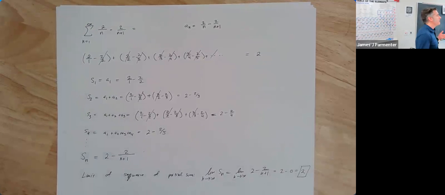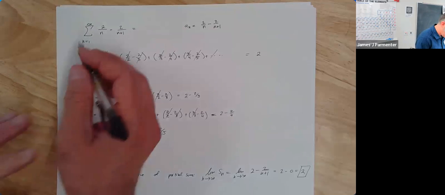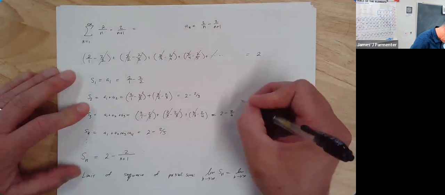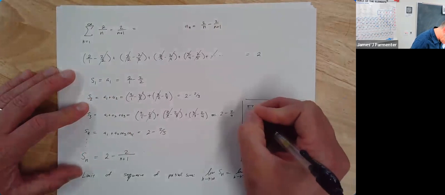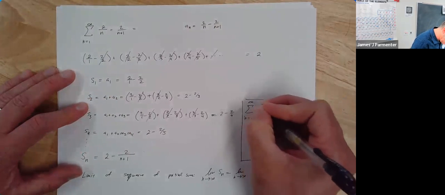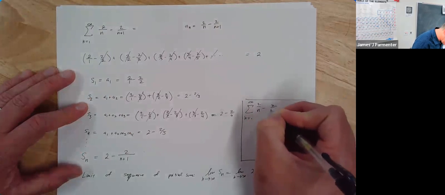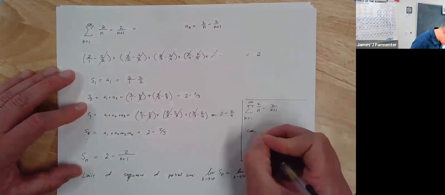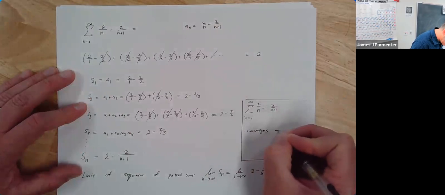So we're not typically going to do this. We're not usually going to find what a series converges to, but it is possible to do some of the time. The point that I want to make, though, is that when you're talking about a series, you're talking about a series converging to a value. So this series, the sum from n equals 1 to infinity of 2 over n minus 2 over n plus 1, does converge to 2.